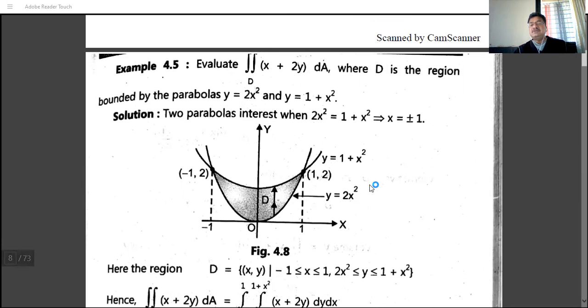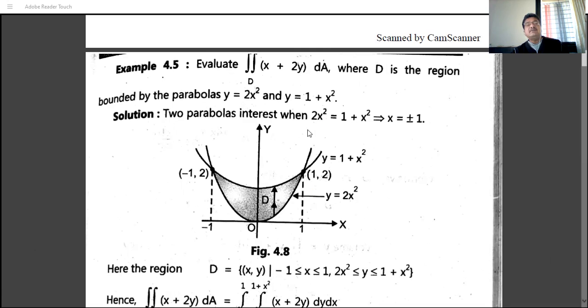What is the equation of a circle? x square plus y square is equal to r square, or (x minus a) whole square plus (y minus b) whole square is equal to r square. This is the equation of a circle having center 0, 0 or center (a, b).